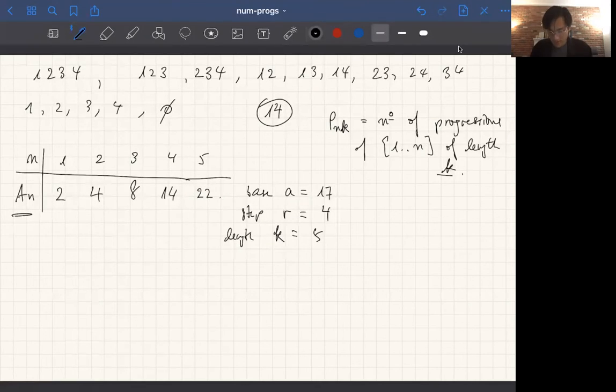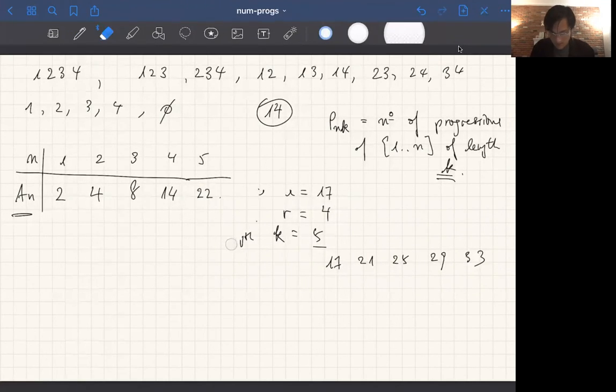Then we have the entire progression, right? Because we have 17, and you add 4, so that's 21. You add 4 again, it's 25, 29, 33, and that's it. Because the length is 5, so there's 5 numbers in this progression. Okay, so there's only 3 things you can choose in a progression. Now, if we already know it's of length k, then there's only 2 things we can choose in a progression.